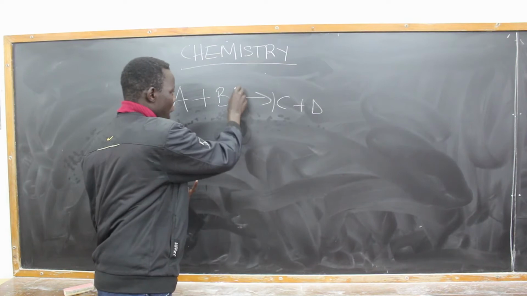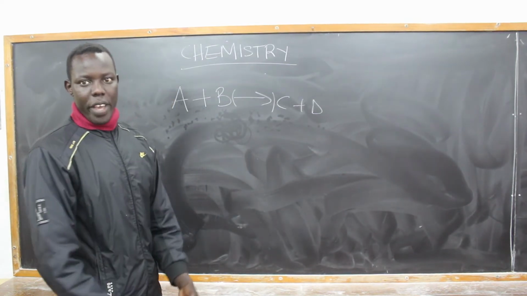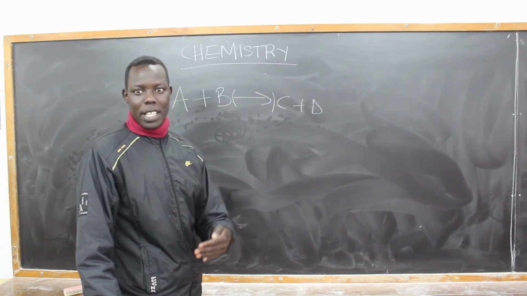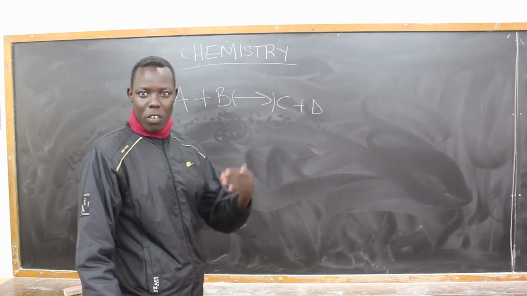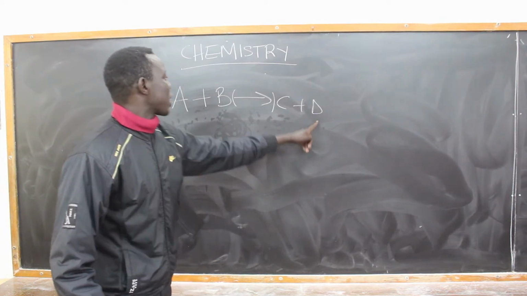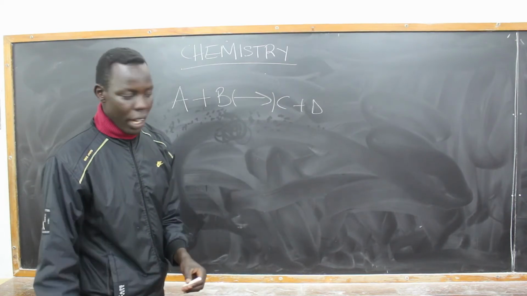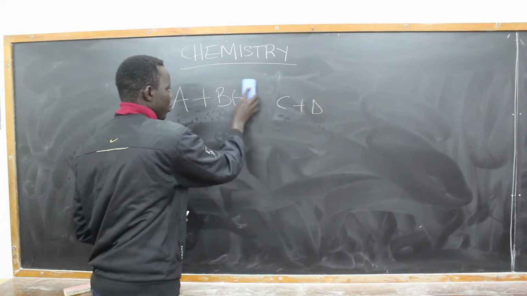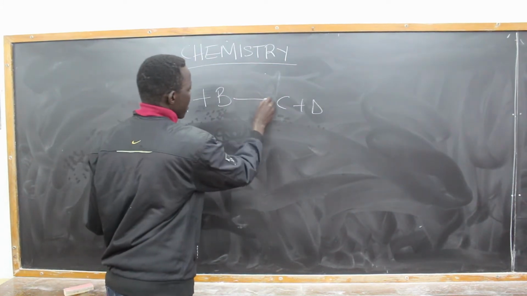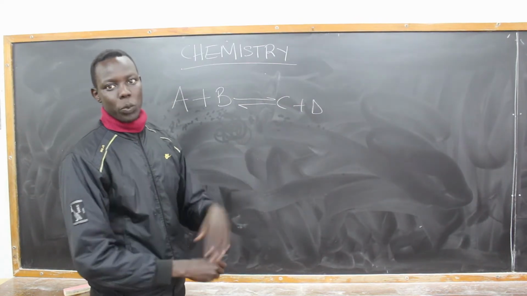Let me concentrate here for a moment. There are 2 types of arrows. There is an arrow that will show you that this reaction is reversible, meaning it can proceed forward, again it can proceed backward. C and D can react to give A and B, A and B can react to give C and D. If that is the case, then I will change my arrow. I will use what you call half arrows. If at all this equation is reversible, that's what I will use.